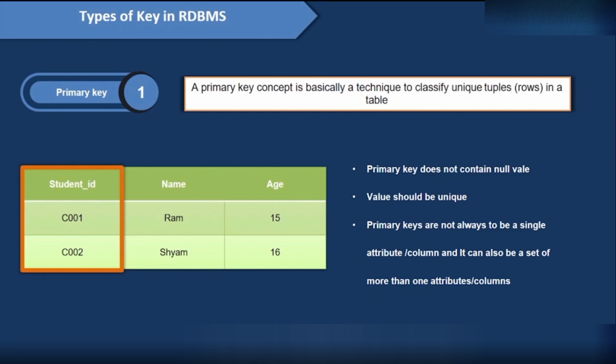Or if you want to make a primary key using 2 columns or 2 attributes, like maybe student ID and name, that can also be done using the 2 columns, right? So these are the basic concepts of how you can use a primary key for your table and make your data more constructed and more structured.